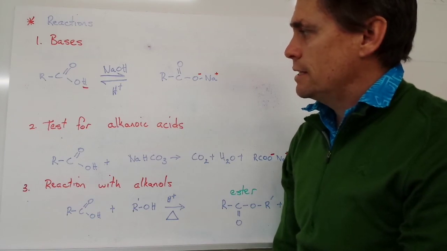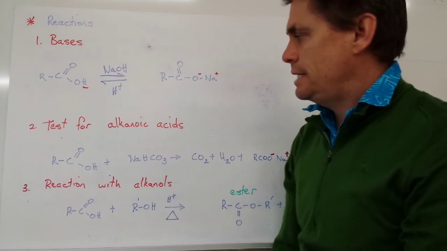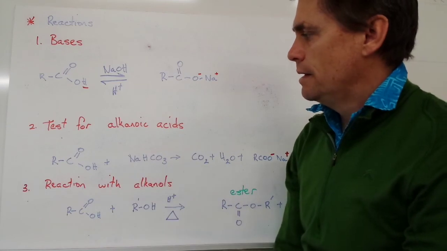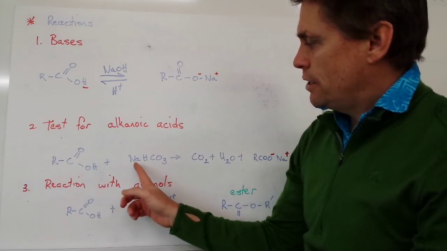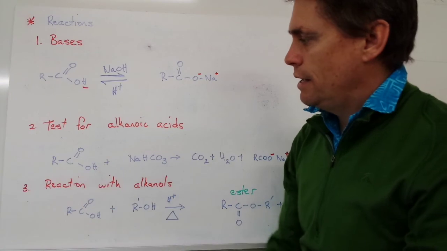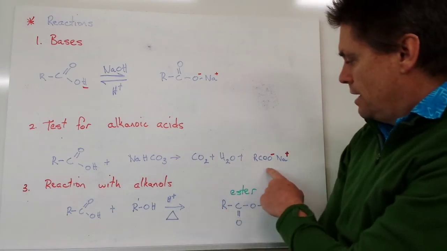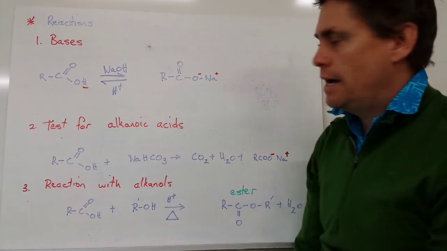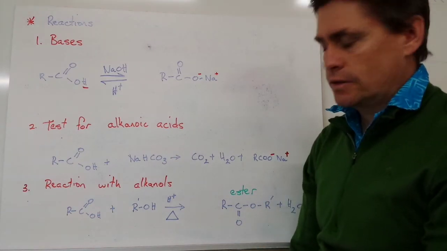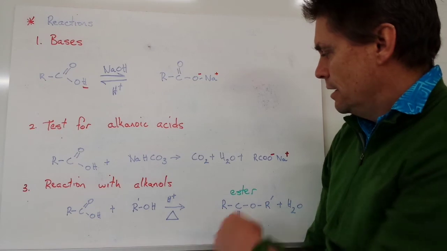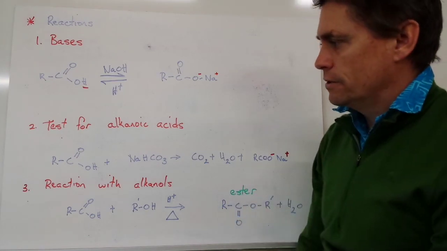We've also got a second type of reaction, which is our test for our alkanoic acid. If we add sodium bicarbonate to our alkanoic acid, we will produce carbon dioxide, water, and the salt of our alkanoic acid. So we'll produce carbon dioxide as a gas, we'll produce water, and our salt.